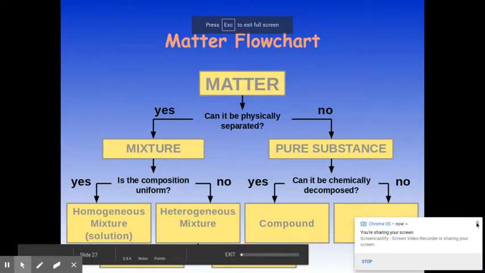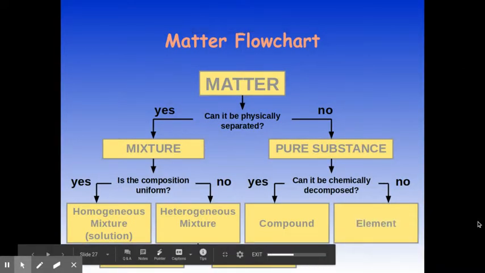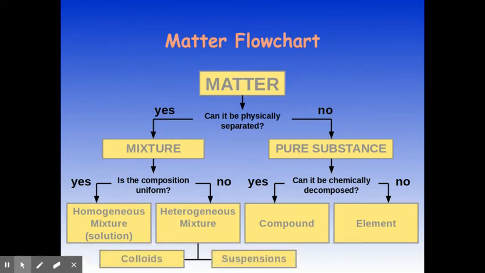Hey there, everybody. We're going to do a little lesson over Chapter 2, Section 4. This is all about the difference in classifying matter. I've got a little flow chart here that'll help walk you through everything that was in that section. First of all, matter is, of course, anything that has mass and takes up space.